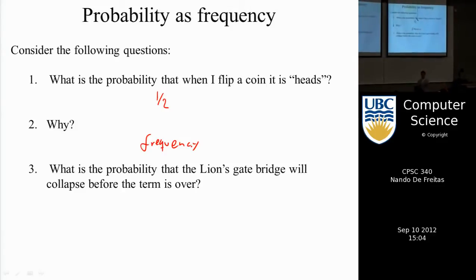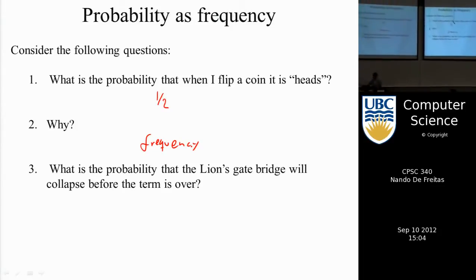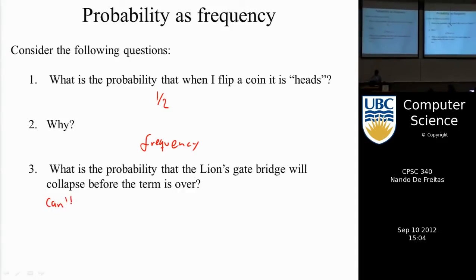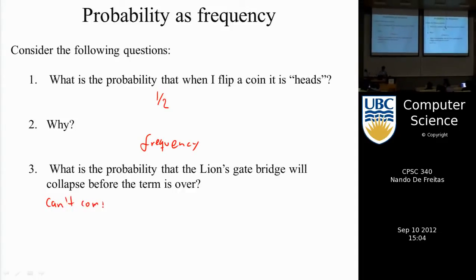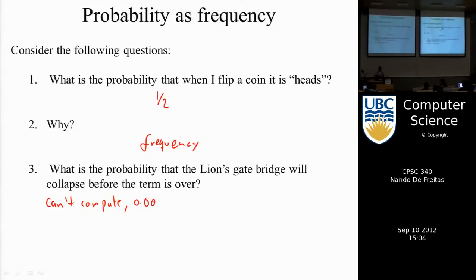Well, let's start with you. Small. 0.005%. 0.005. Let's start recording these probabilities. Let's write "can't compute". 0.005. 0.